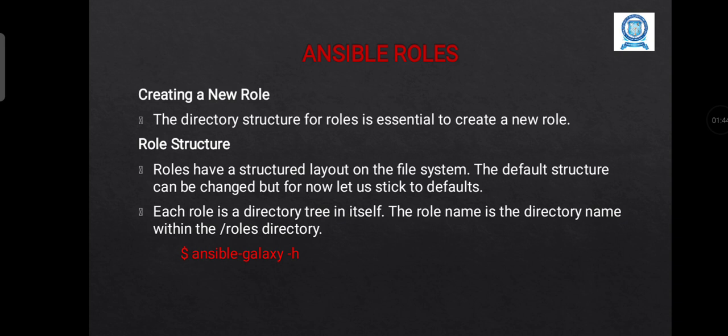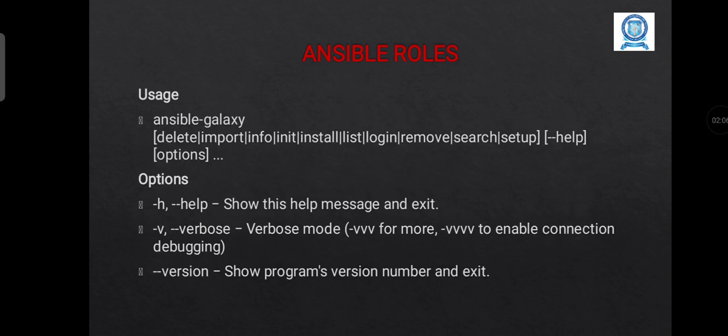Role structure. Roles have a structured layout on the file system. The default structure can be changed, but for now let us stick to the default. Each role is a directory tree itself. The role name is the directory name within the /roles directory. For example, the command is ansible-galaxy -h.